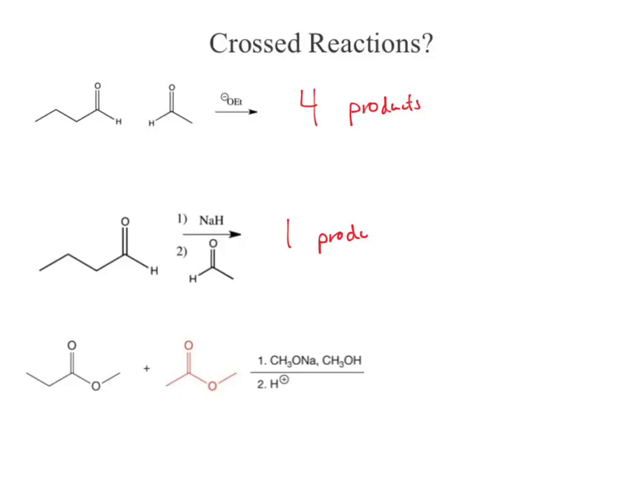How did we shift to getting only 1 product from when we had 4? And really all we did was change the number of steps. Why does that all of a sudden change on us? NaH, number 1, stupidly strong base. Okay. What else is important? We added it in 2 steps instead of all at once. We used a really strong base to deprotonate our, what is that, butyraldehyde? 2, 3, 4. Okay, so that we only had 1 nucleophile.